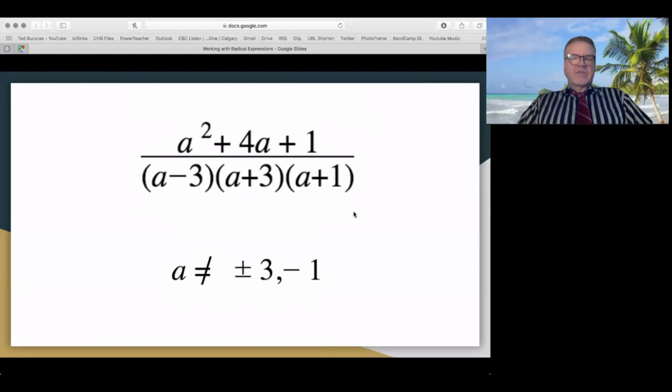Here is your final simplified version of this question, and you are good to go.